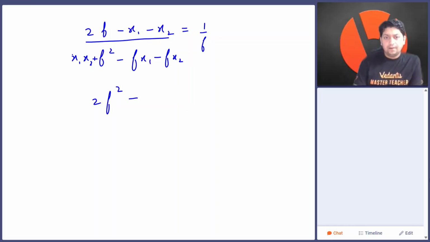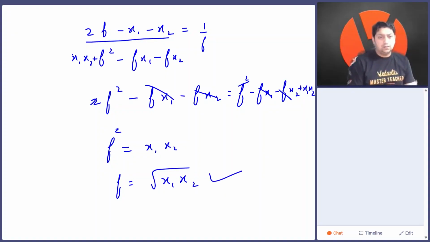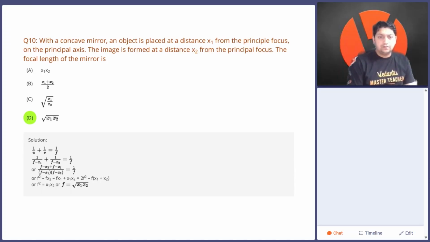2f square minus fx1 minus fx2 equal to f square minus fx1 minus fx2 plus x1 x2, right? fx1 fx2 both will be cancelled out, and one f will also be cancelled out, means subtracted. The value which we are getting is f square as x1 x2, so f will be equal to x1 into x2. So this is how you will be solving this question, and the correct answer we will get as root x1 x2, right? So this is the way of solving this type of question.